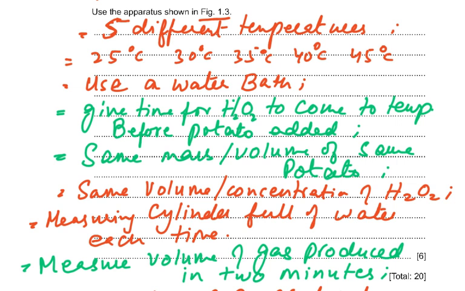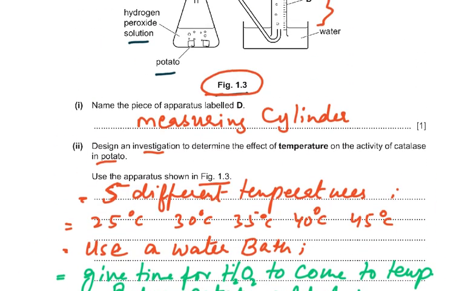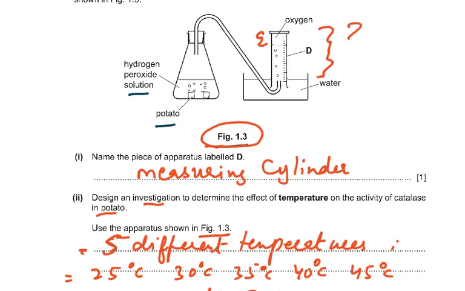Then same volume, or if you said the same concentration of hydrogen peroxide, like you say 5 cm cube of 1% hydrogen peroxide. Then the measuring cylinder should be full of water each time, as I showed you here. This is the measuring cylinder here. So you would see that this measuring cylinder D is full of water each time.